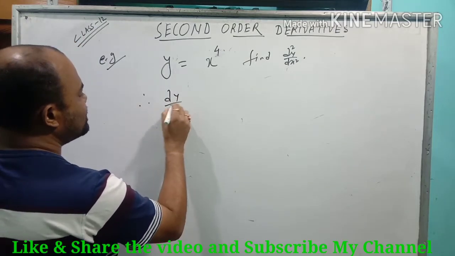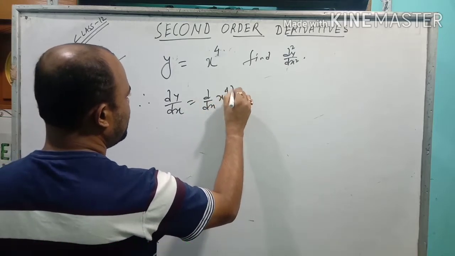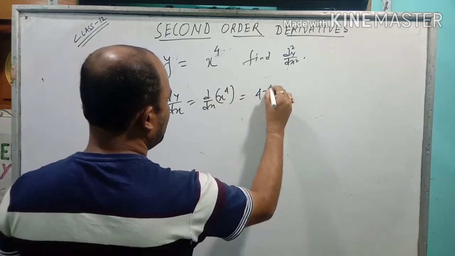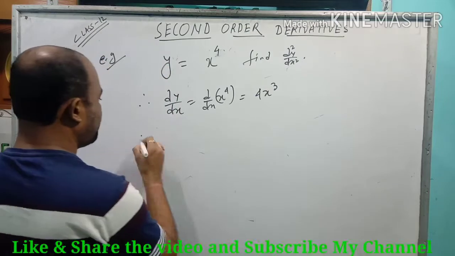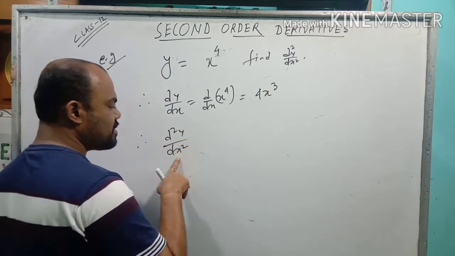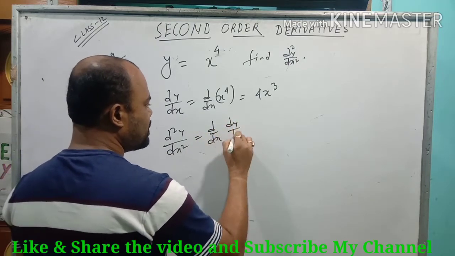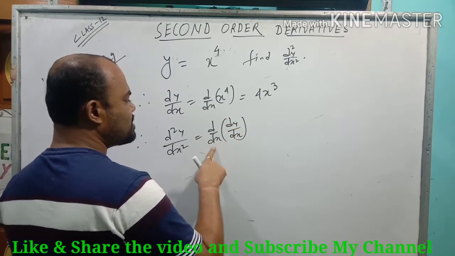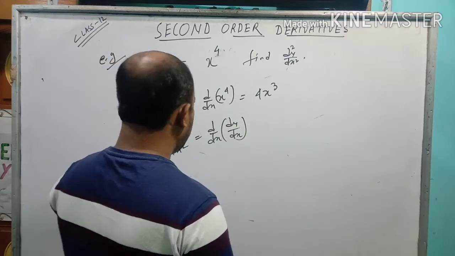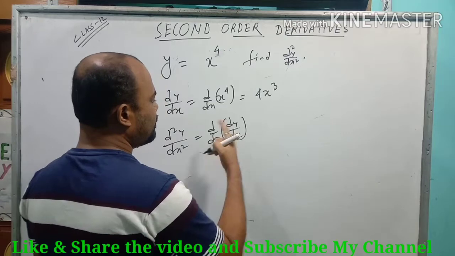So here what is dy by dx? dy by dx is d/dx of x power 4, which means 4x cube. Now we are finding d2y by dx square. d2y by dx square means d/dx of what? d/dx of dy by dx. That is the twice differentiation of y, or the second time derivative of y.